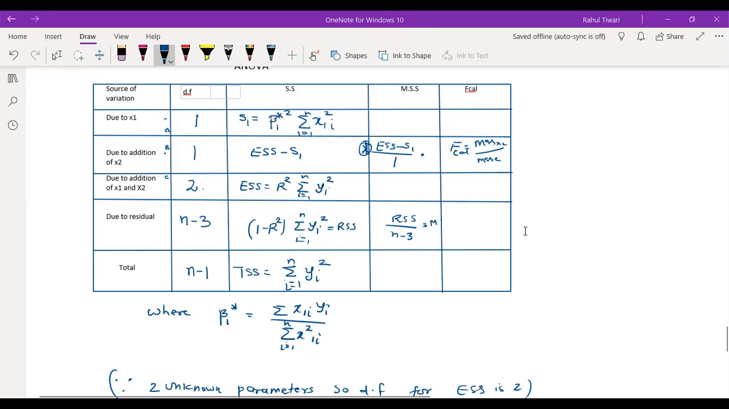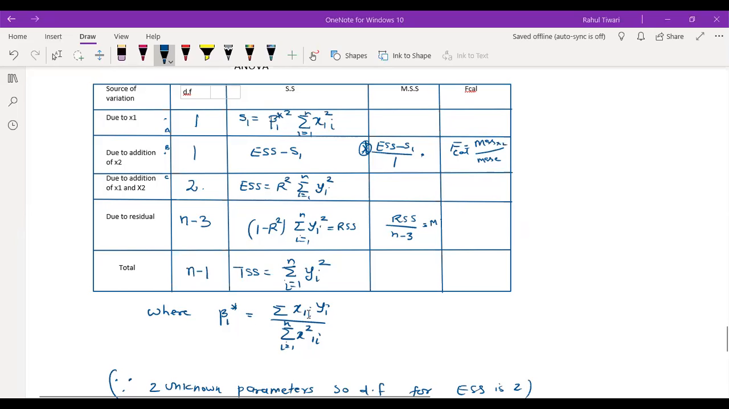How is S1 calculated in the SS column? See, we have all the data with us, right? We have the data given on X, that is x1, x2, and so on. You take a summation of those quantities. Beta 1 you need to calculate using the formula given here.